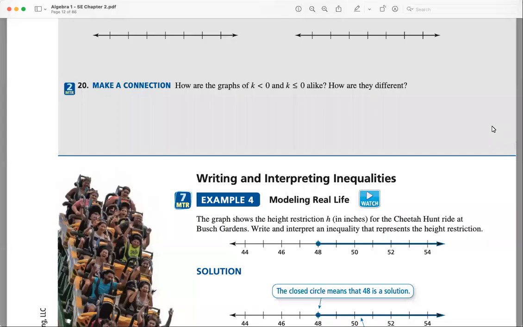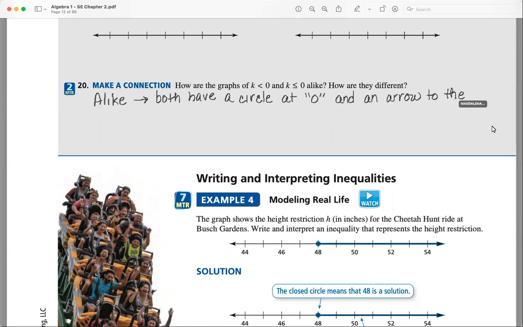Let's go ahead and do number 20. How are the graphs of k less than 0 and k less than or equal to 0 alike? And how are they different? So alike, both have a circle at 0 and an arrow to the left, right? Because we are looking for numbers smaller than 0 on both instances.